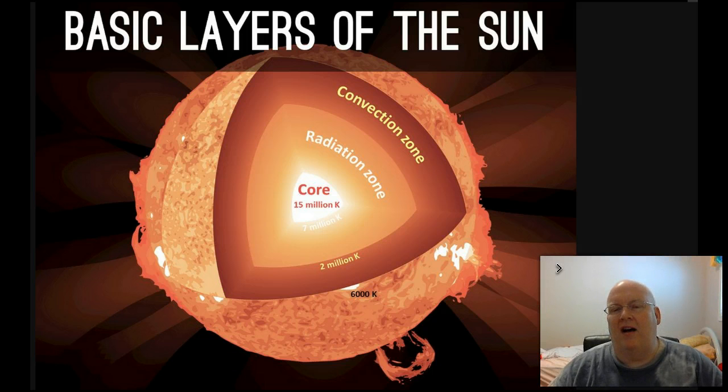And you can see how hot the core is and how hot the other two zones are. It's kind of hard to see, but the radiative zone is 7 million Kelvin, and the convection zone is 2 million Kelvin. Then the surface is about 6,000 Kelvin, which is considerably cooler, however, still pretty darn hot.